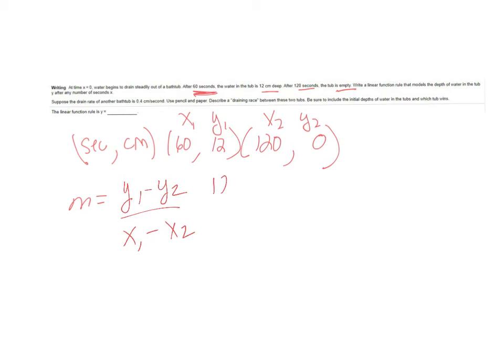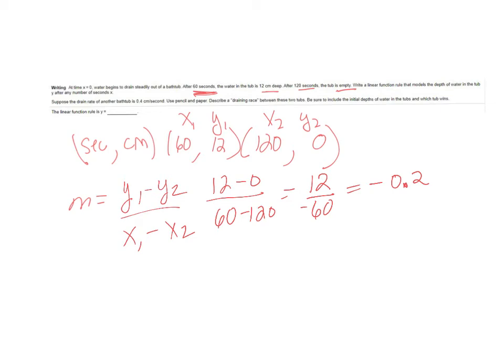And so we're going to have 12 minus 0 over 60 minus 120. And so we're going to end up with 12 over a negative 60. And 12 over 60 will be a negative 1/5 or negative 0.2.